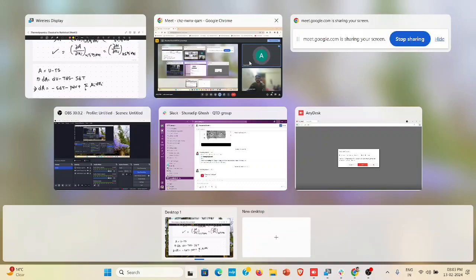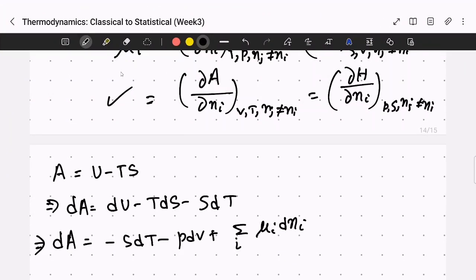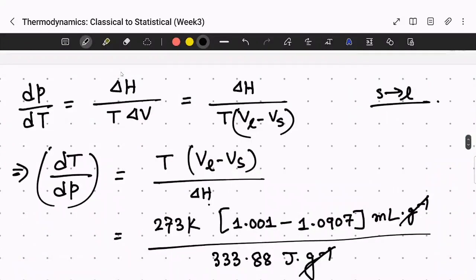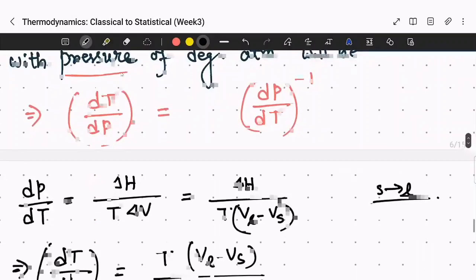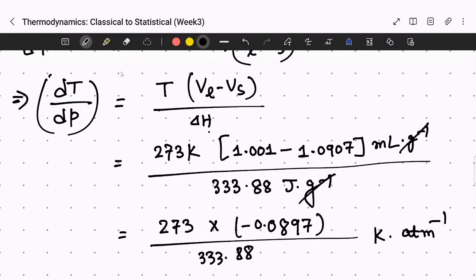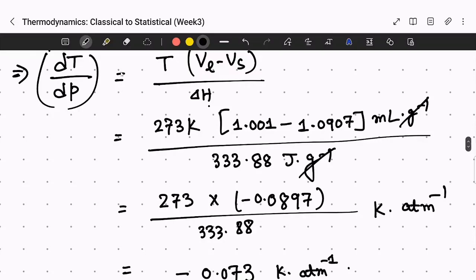In the solution of question number 4, the calculation part. Here we are getting 1.001 and 1.0907 milliliter per gram. Here milliliter is not converted to meter cube. Is it okay? No, it is milliliter, right? 1 liter means how much? 1 decimeter cube, and milliliter will be 10 to the power minus 3 decimeter cube. So now you can convert it.